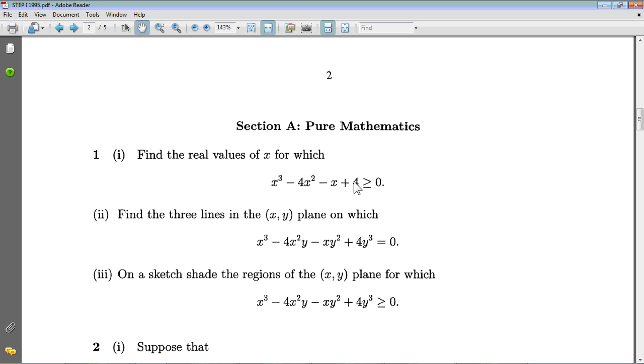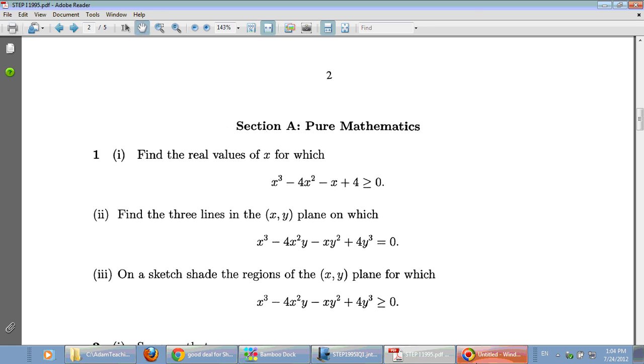Okay, so from now on I'm going to be showing the answer. Part 1: find the real values of x for which this cubic expression in x is greater than or equal to 0. Now this is an example of a very basic question which, if you've studied A-level maths, which you should have done if you're attempting STEP, you should find quite straightforward. You may be a little unfamiliar with solving it as an inequality, but at least you should be familiar with the method to solve it as an equation. So let's look at this first part and then we'll come back.